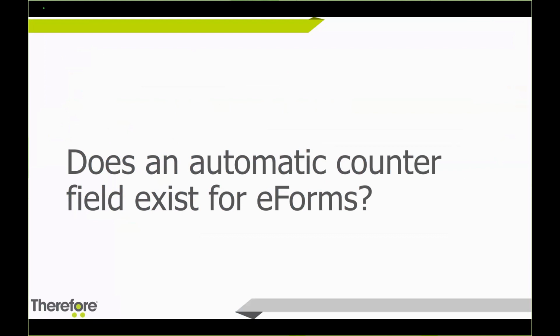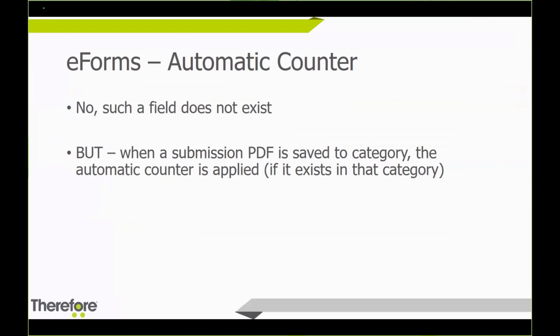The next question we received was, do we have an automatic counter field for eForms? Currently we do not have that, but whenever you submit an eForm to the system and it is processed on the server side of Therefore, and you have configured an automatic counter on the Therefore category, this counter will be filled. So you can have automatic counting in a way, but only when the document is finally saved to Therefore. The automatic counter value would not appear on the form on the client side. So automatic counters, yes, but only in the backend when the document is saved to Therefore.